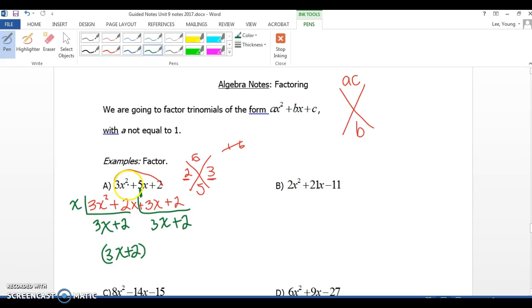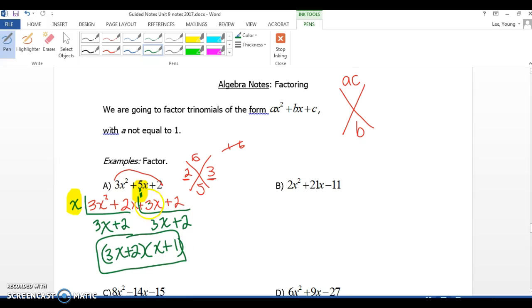And then what's left over? As you see right here, you were left with x and positive 1. How do I write that? x plus 1. Then these are the two binomial factors we got. Is it okay? Excellent. All right. Let's move on to the next question.